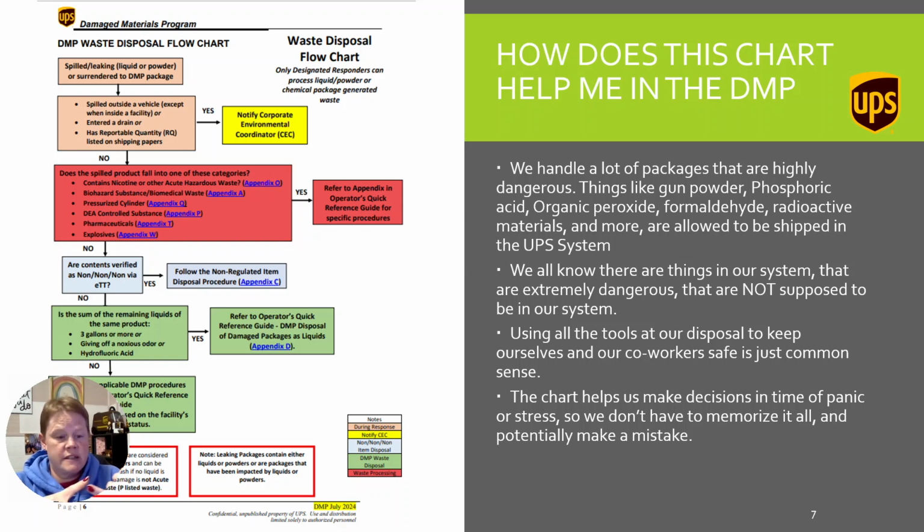Things that are explosive, things that are highly flammable, all allowed in our system. And we know that there's lots of things in our system that aren't supposed to be in our system. I hear about it almost on the daily. Products are coming through without diamond hazard labels, and they should have them, without red and white shipping papers, and they should have them. We don't know what's in those boxes. And using all of the tools that we have, our decision tree, our response or containment sheets, our waste disposal flow chart, is going to help us make the best decision safety-wise for ourselves as responders and for our coworkers.